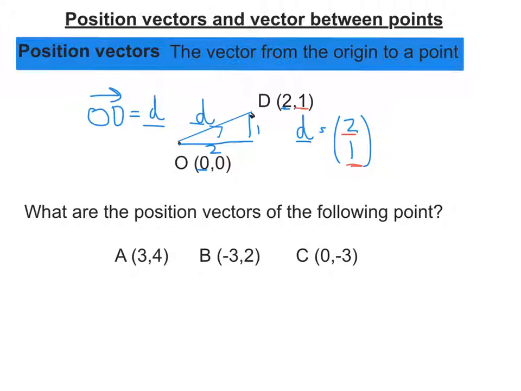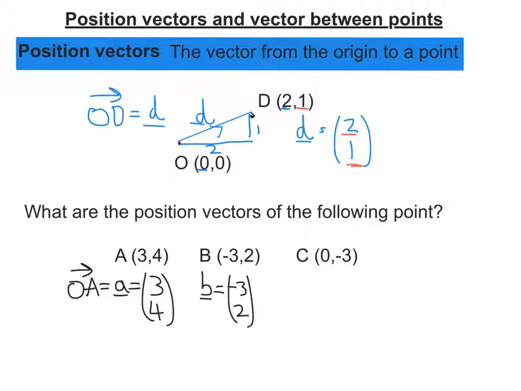So let's look at some of these underneath. A is (3, 4), so the position vector from O to A, or we can just write that as little a, is (3, 4), the x-coordinate becoming the top, the y-coordinate at the bottom. B is (-3, 2), so the position vector from the origin to the point B would be (-3, 2). And for C, the position vector little c would be (0, -3).